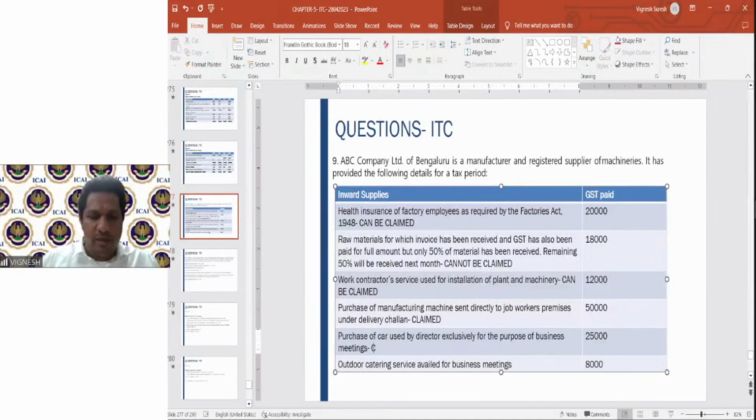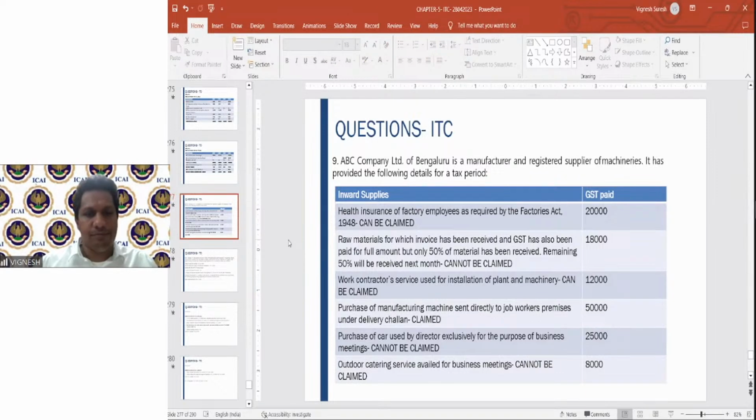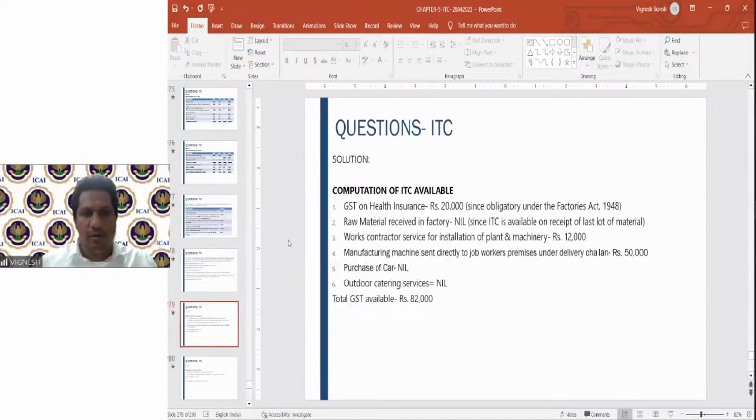Car, impossible, cannot be claimed, totally blocked. It doesn't matter for what purpose it is being used. Outdoor catering service also unconditionally blocked. No question of claiming. No question of claim. Fine. I hope it is clear for everyone.